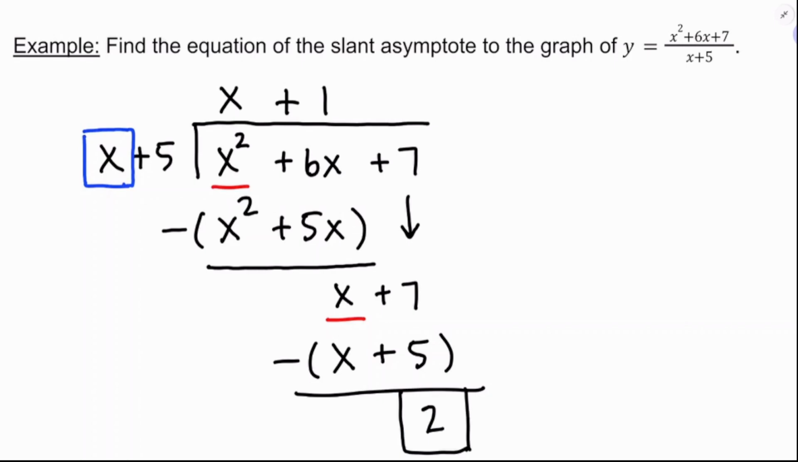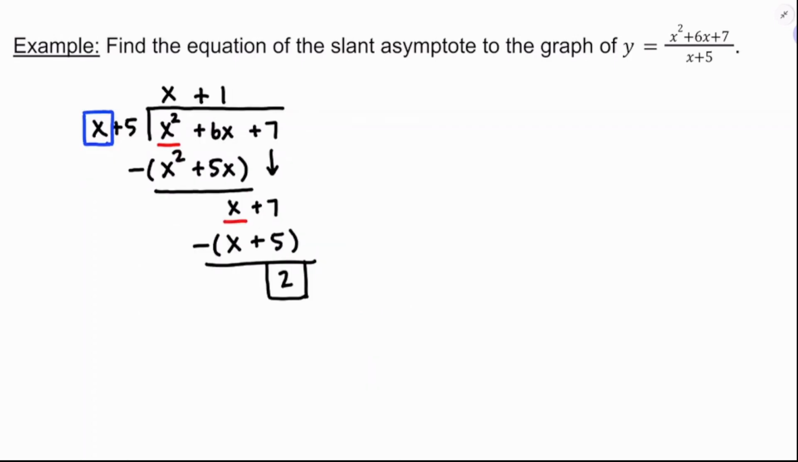Okay? And I like to write it, rather than putting the remainder up in the top of the algorithm for long division, I'd rather rewrite y. So I'm going to say y equals, well, I did the long division and I got x plus 1 and then a positive 2 for my remainder, so that's positive 2 over the divisor, that's x plus 5. All right, and so now that I've written it like this, some people might call this mixed number form.